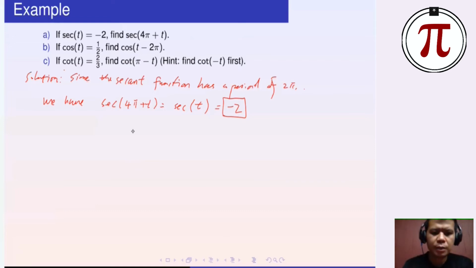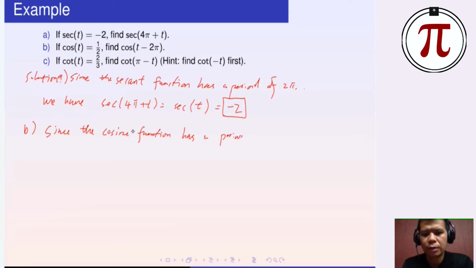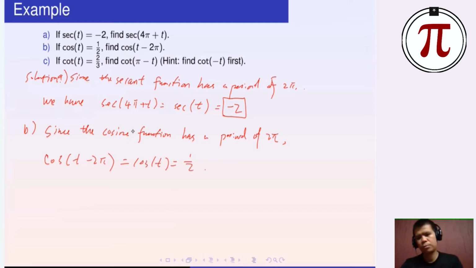This is going to be A. How about B? Since it's a -2 pi, if you go in the opposite direction, it would still be the same because it's still going back to the same spot. The cosine function has a period of 2 pi, so cosine of t minus 2 pi equals cosine of t equals 1/2. If you go clockwise for a full rotation, you return to the same position as well.